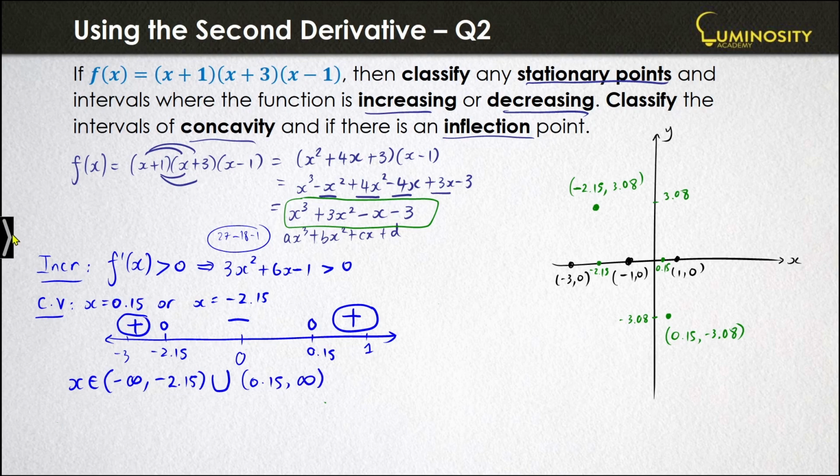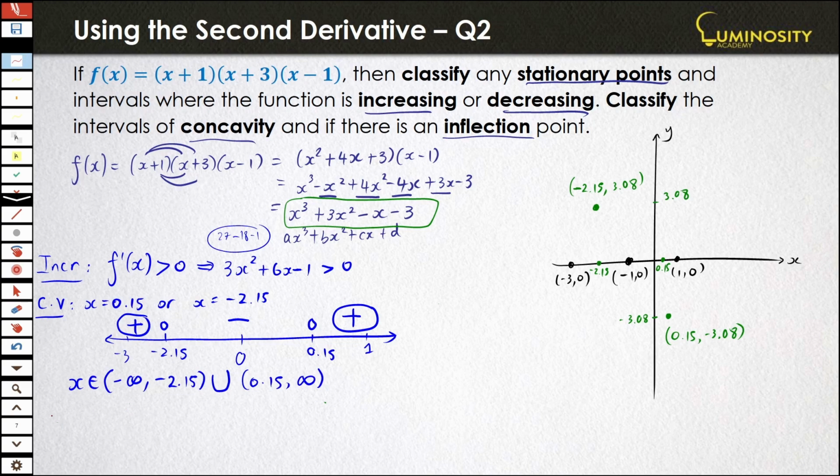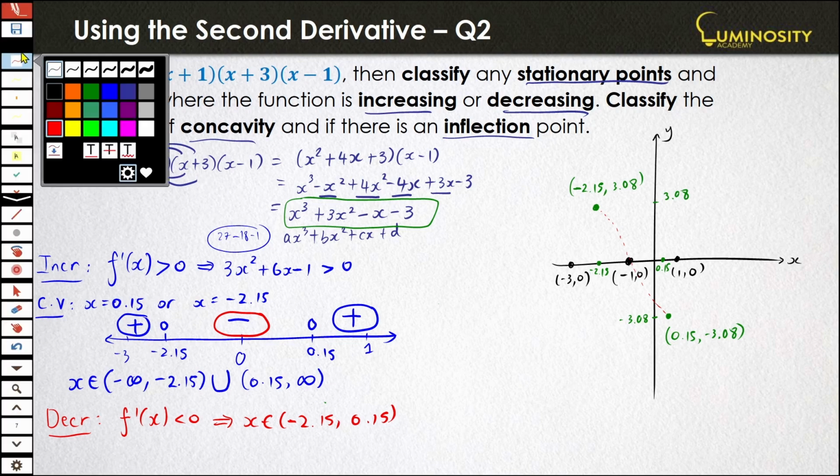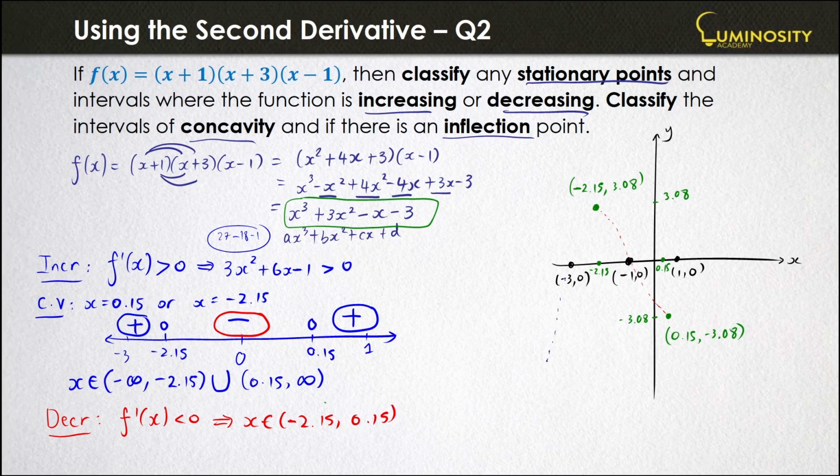Okay, then for intervals of decreasing, that's f prime x less than 0. So again, we've already done all the hard work here, so we can see that the interval negative implies that x must be an element from negative 2.15 up to 0.15. So between these intervals, the graph is decreasing, and in between these intervals here, the graph is increasing. So let's go ahead and draw a rough idea of what that looks like here.